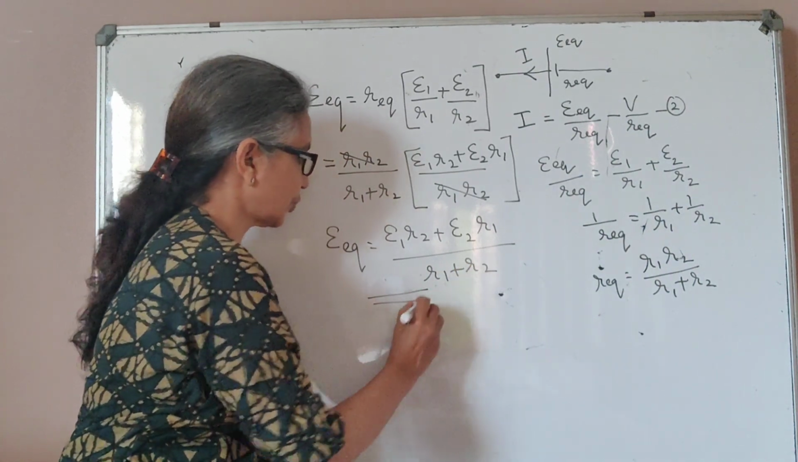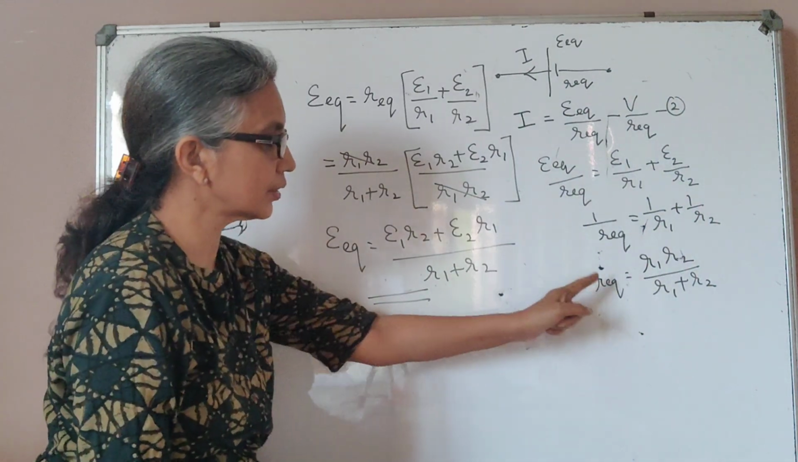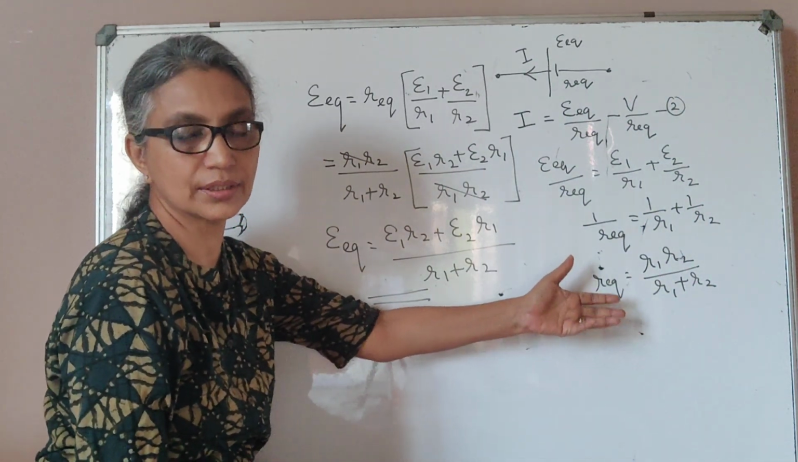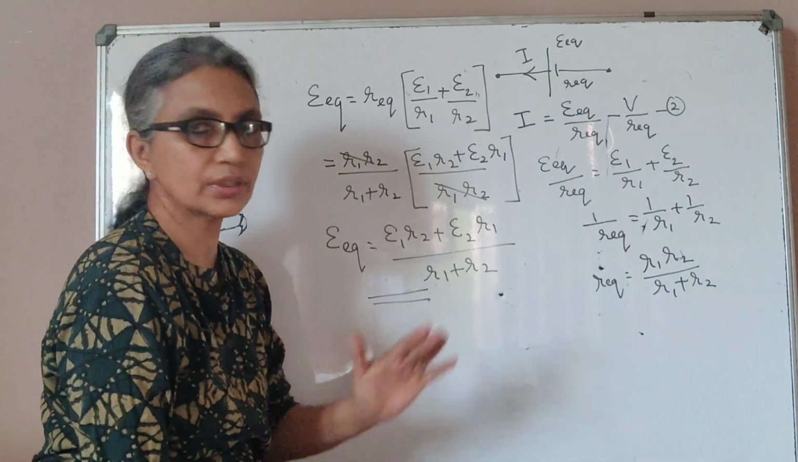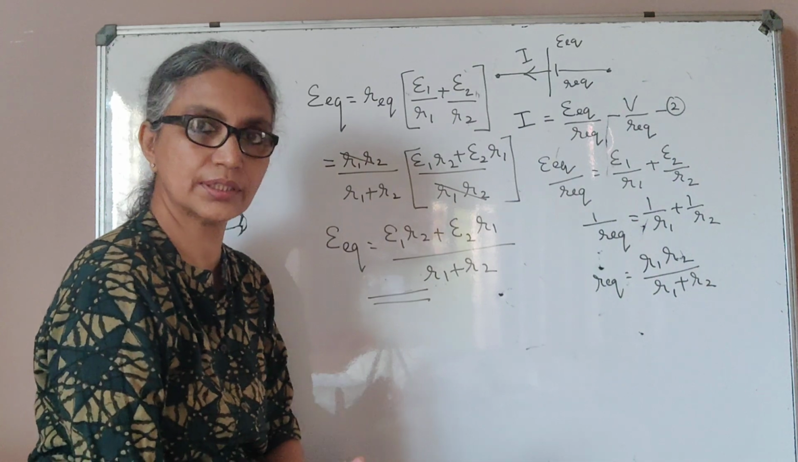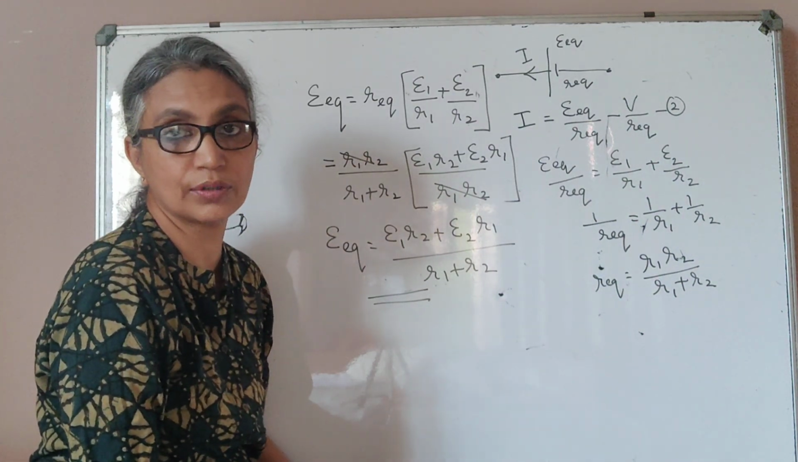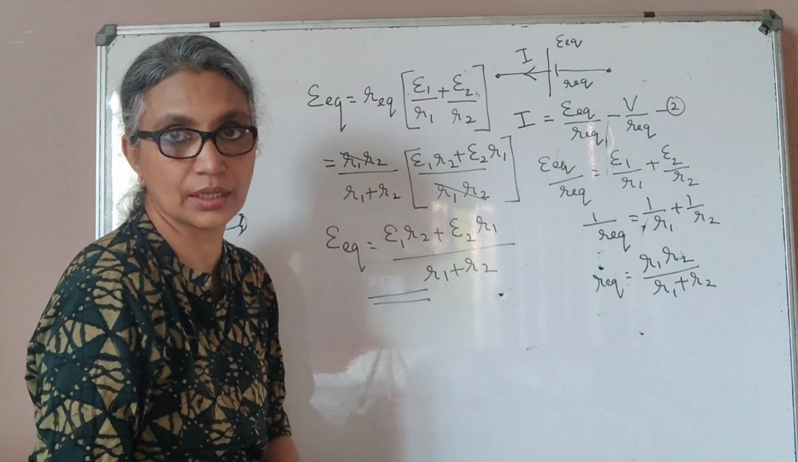So that is my expression for E equivalent for two cells in parallel, and this is my expression for R equivalent, the equivalent resistance of two cells in parallel. Both these derivations are very important. In series, we found the EMF simply gets added up. E equivalent is simply E1 plus E2, and R equivalent is R1 plus R2.